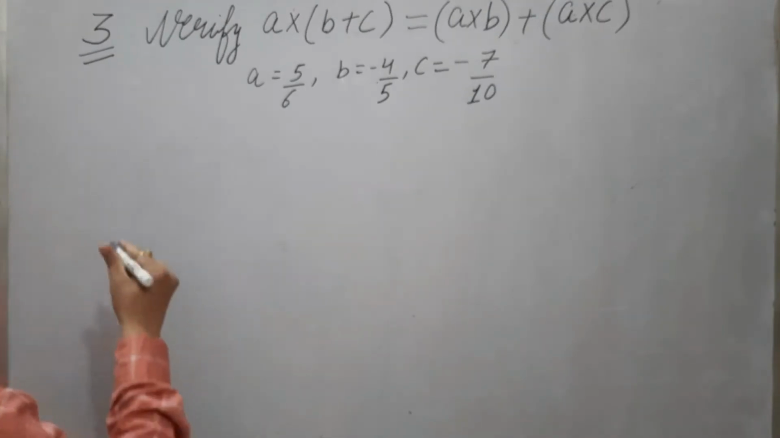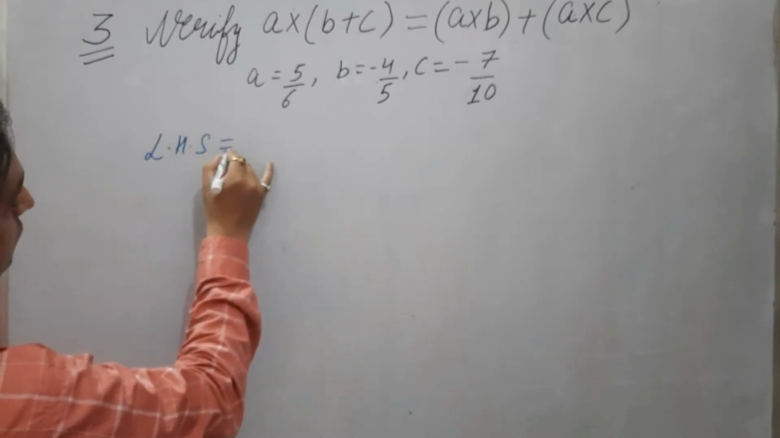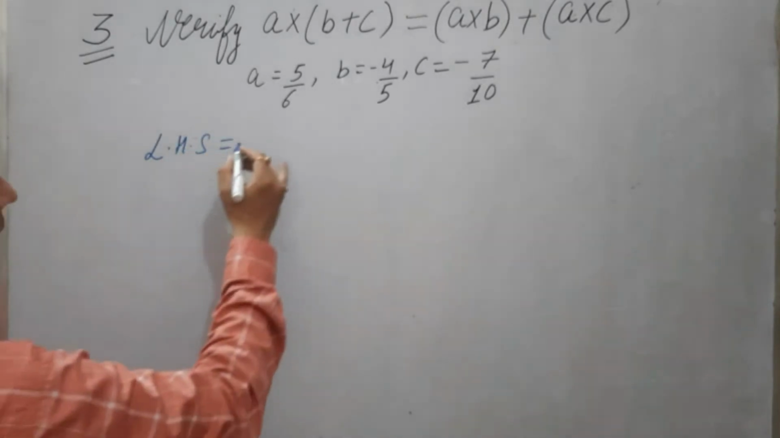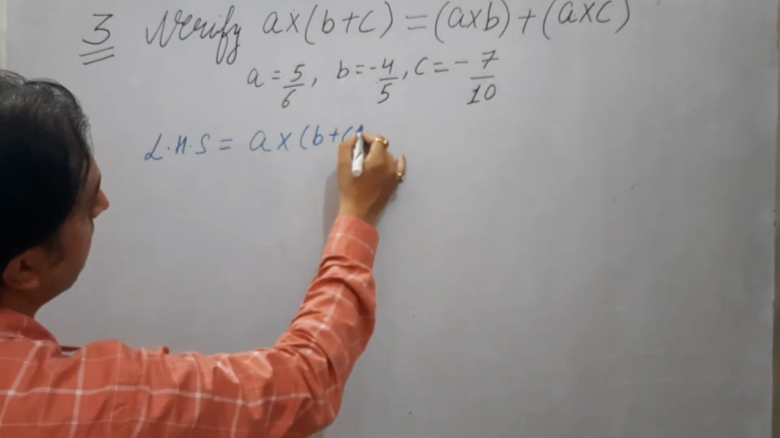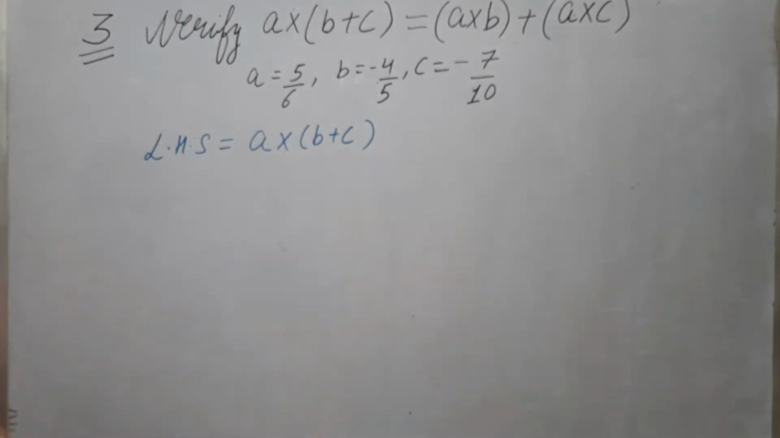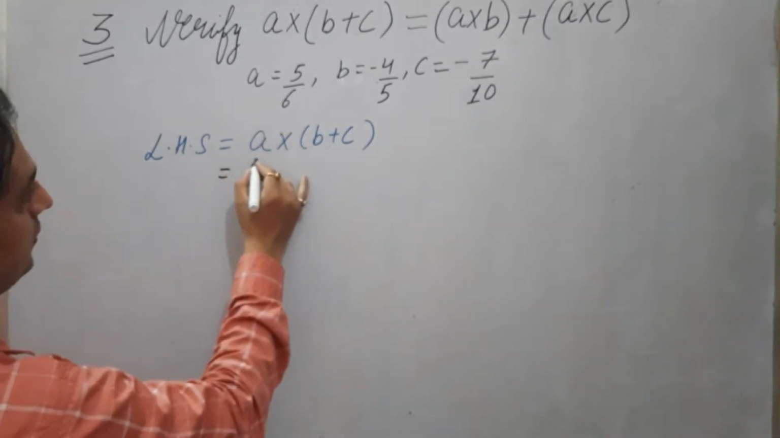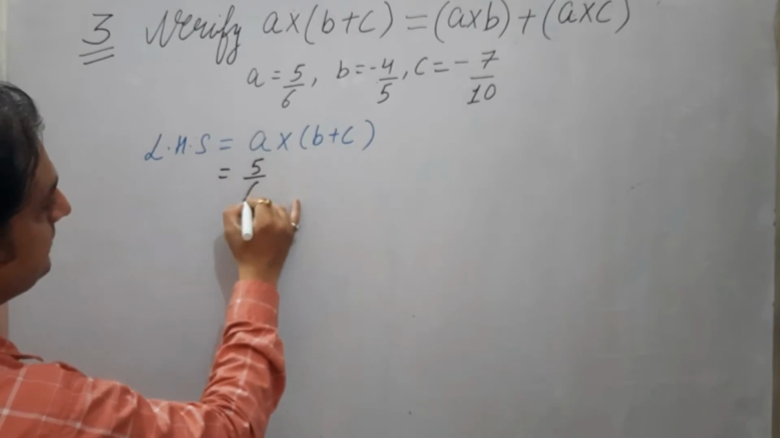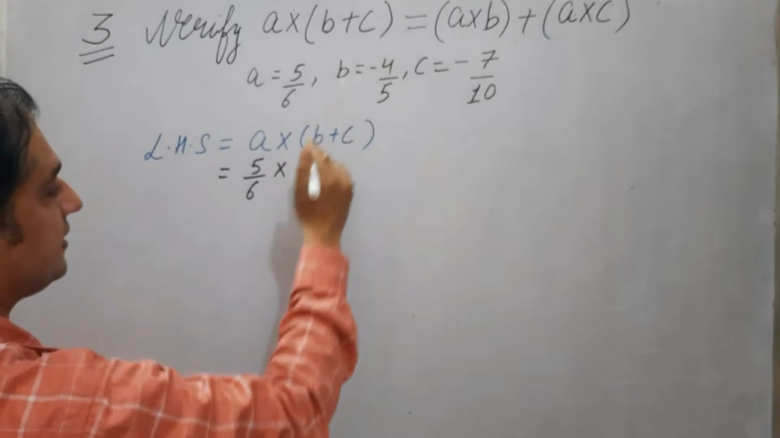Let's take the left hand side. So left hand side is what? A multiply B plus C. Firstly, we will solve the left hand side. So left hand side, put the values of A, B, C, the given values. A is 5 upon 6, a rational number. Multiply B, which is minus 4 upon 5.